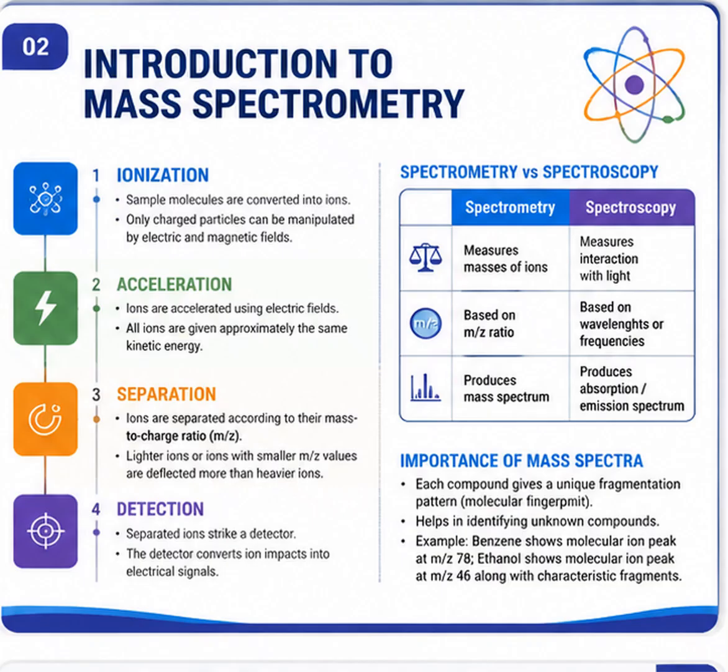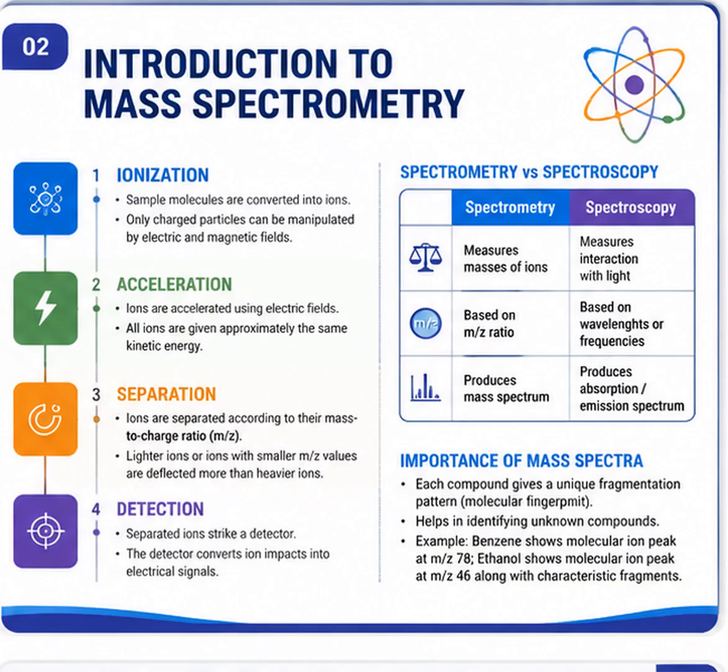It is important to distinguish between mass spectrometry and spectroscopy. Mass spectrometry measures the masses of ions and produces a mass spectrum based on m/z values. In contrast, spectroscopy studies the interaction of matter with light and produces absorption or emission spectra based on wavelengths or frequencies. Mass spectra are extremely valuable because each compound generates a unique fragmentation pattern that acts as a molecular fingerprint. This allows scientists to identify unknown substances accurately.